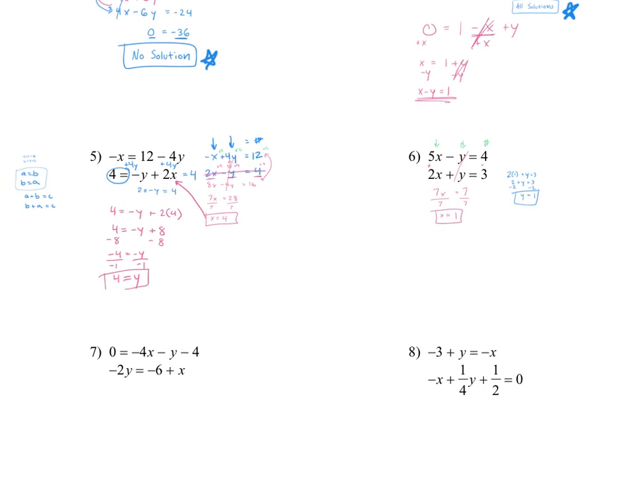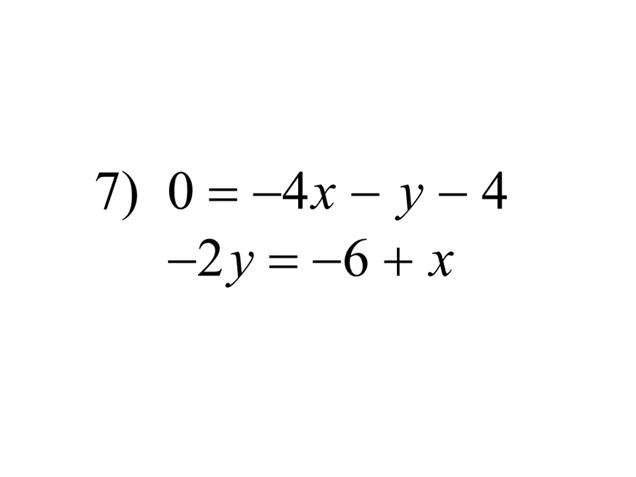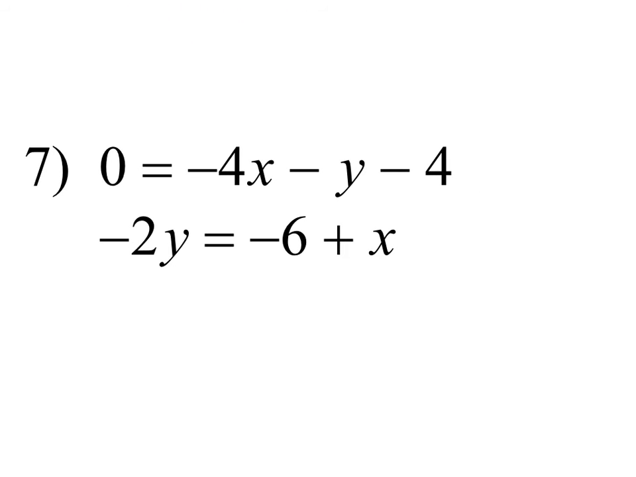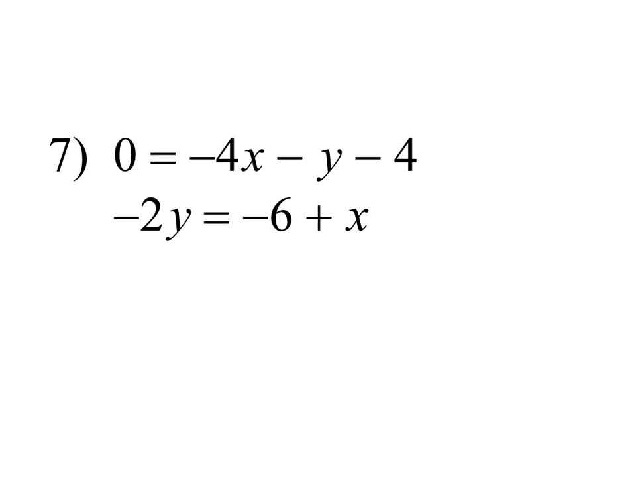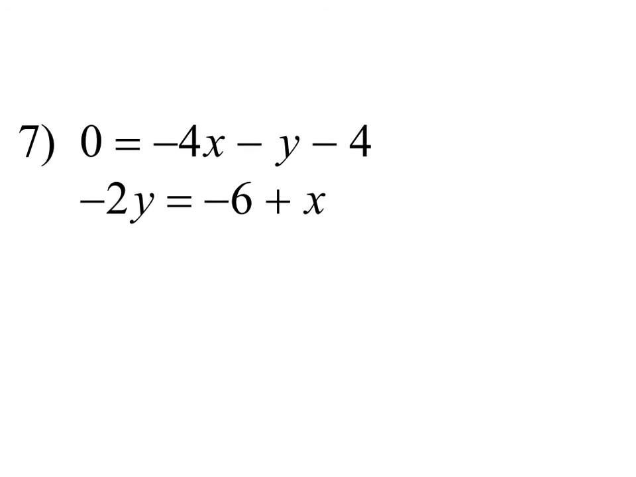All right, let's do one more together. Let's do number 7. So how should I rearrange our top equation? What do you guys get when we rearrange it to be x, y equals a number? Add 4 to the other side. We can add 4 to the other side. Perfect. So we get negative 4x minus y is equal to positive 4.